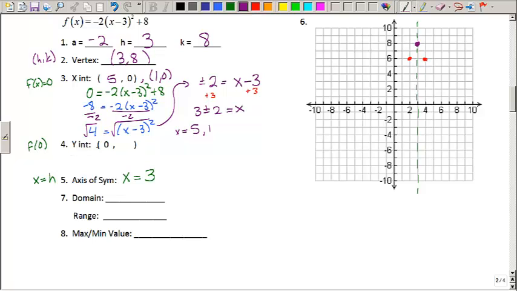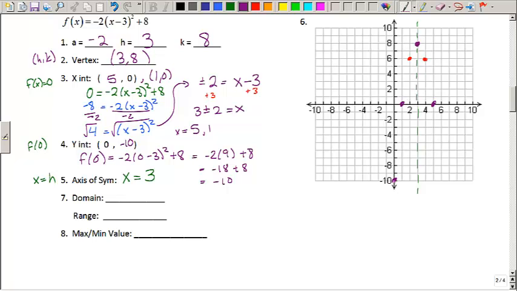Next, I'd like to find the y-intercept. In order to find the y-intercept, I'm evaluating where x is equal to 0, or f of 0. 0 minus 3 is negative 3, and negative 3 squared is 9, which gives me negative 18 plus 8, or negative 10. So I can plot the x-intercepts and the y-intercept on my graph. My x-intercepts are at 5, 0, and at 1, 0. My y-intercept is at 0, negative 10.